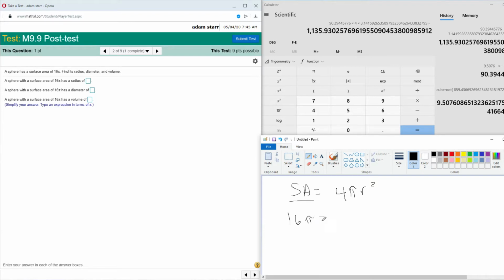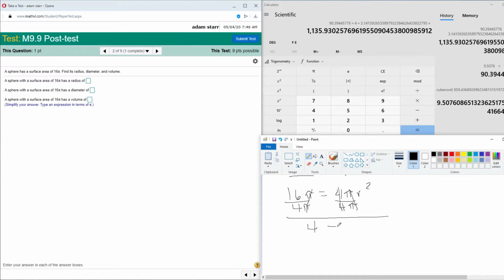So I'm just going to substitute that in, because one of the questions it's asking for is the radius. So we can solve this now for r. To do that, I'm going to divide both sides by 4 pi to get r isolated. Here the 4 pi's cancel out, the pi's will cancel out, and I'm left with just 16 divided by 4, which is 4. So I get 4 is equal to r squared.